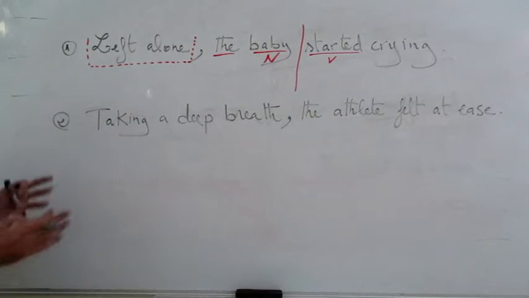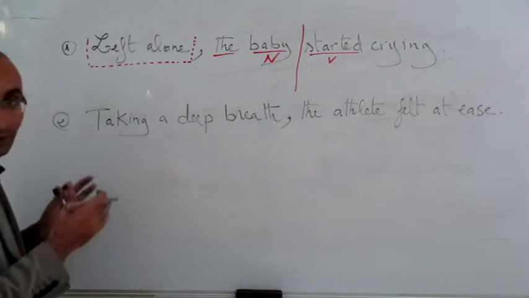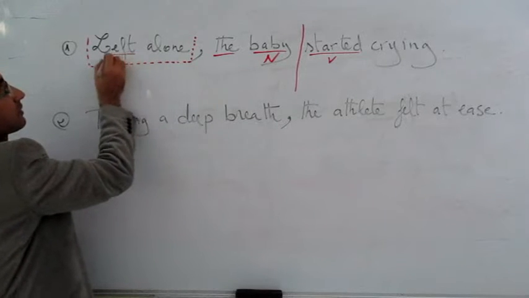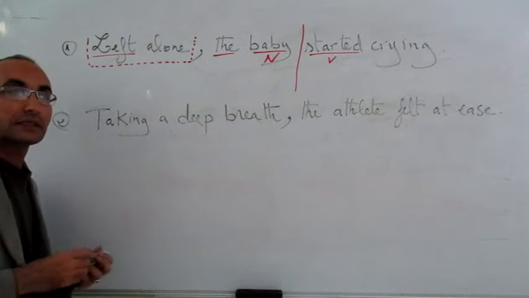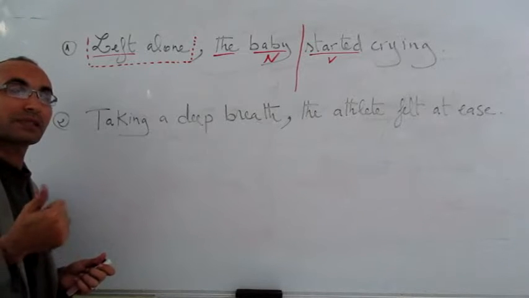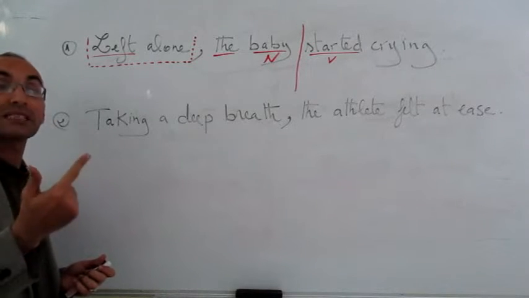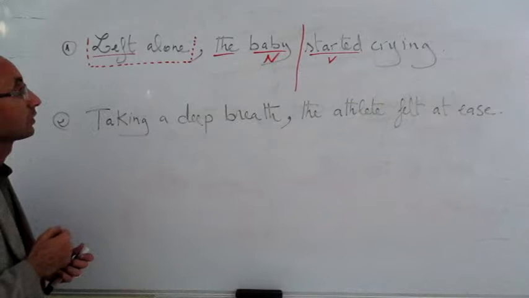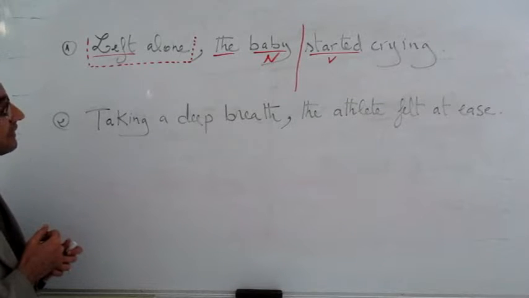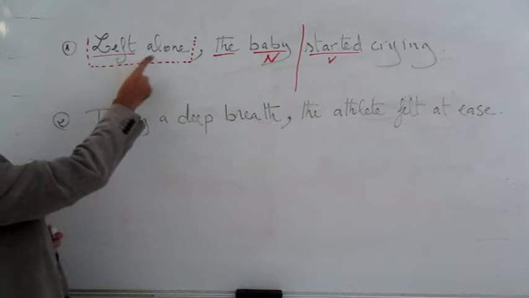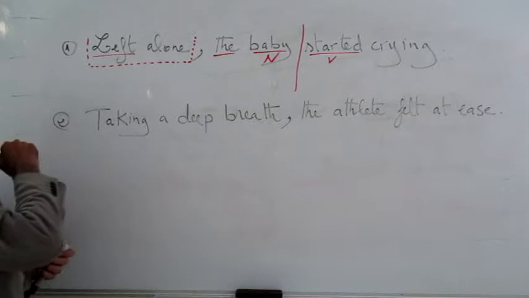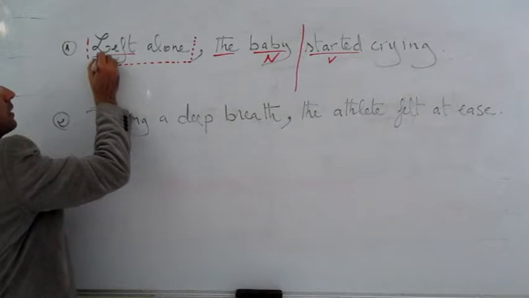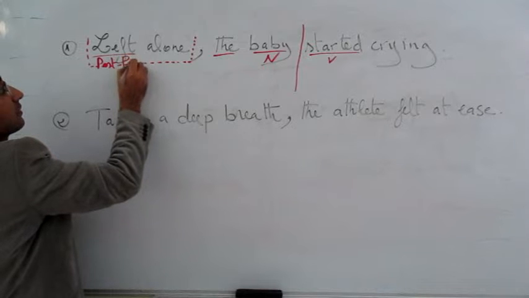Let's now focus on this phrase to discover our second type of phrases. Look at this phrase. It starts with left. What is left? Left is or can be either the past simple of to leave or also the past participle. Clear? Good. Now here, in this case, left alone, there is no subject. Clear? So usually here it is going to be only a past participle.